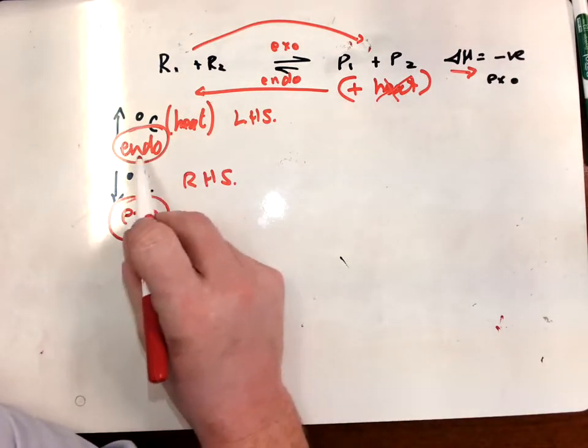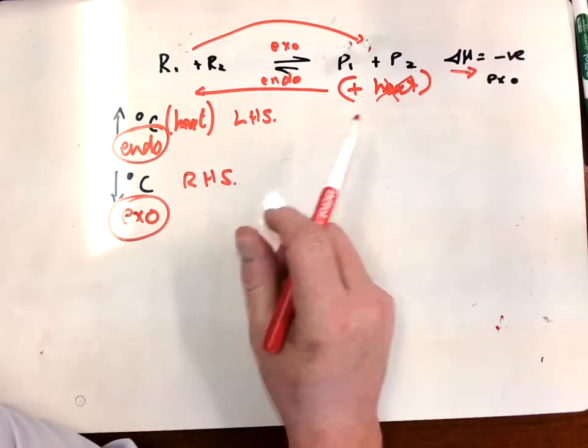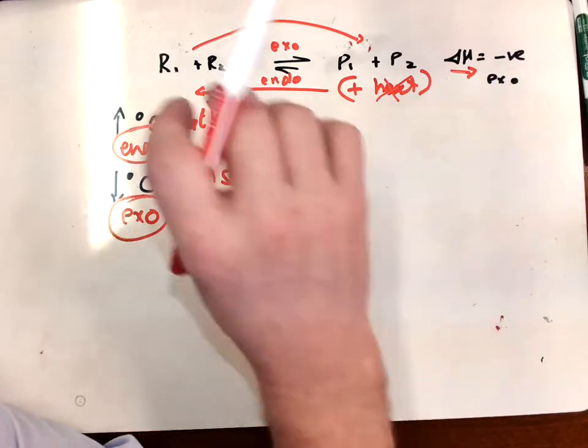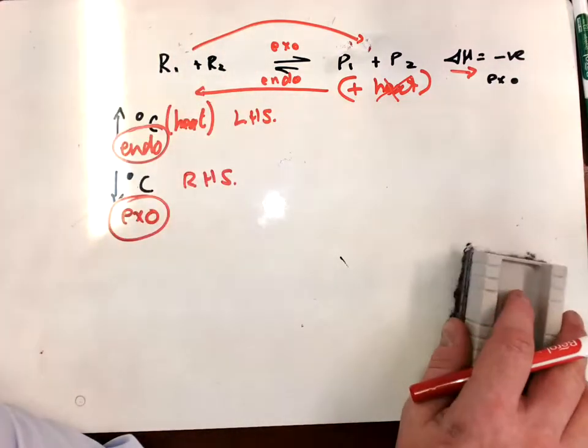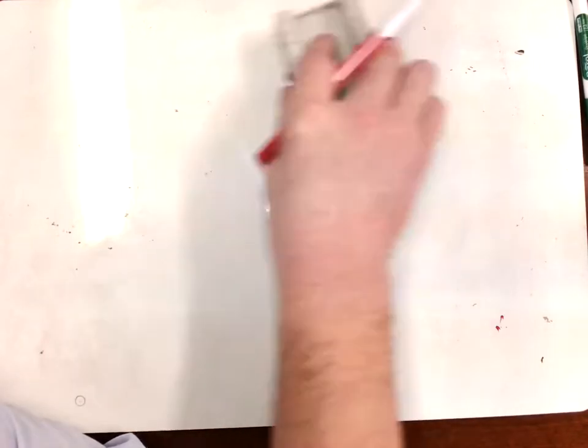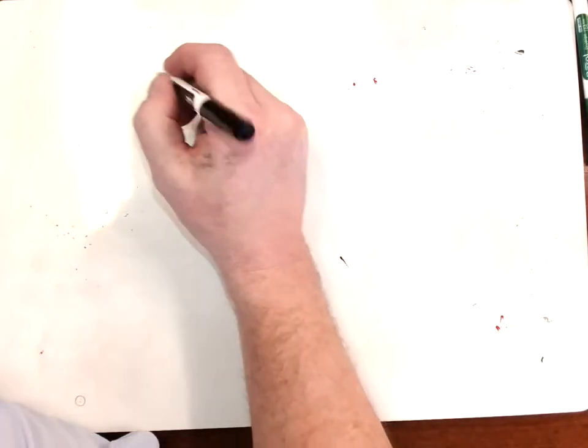So as long as you know which direction is which, based on the thermodynamic information that you get in the question, you should be able to work that out. Let's look then at how pressure will change. We've looked at concentration in the first one, which is really just adding or removing reactants or products.